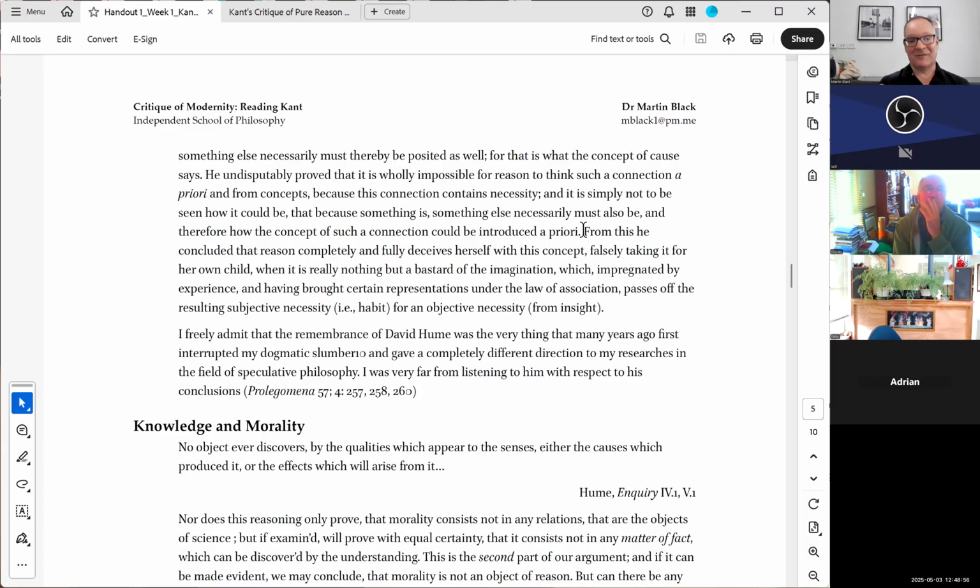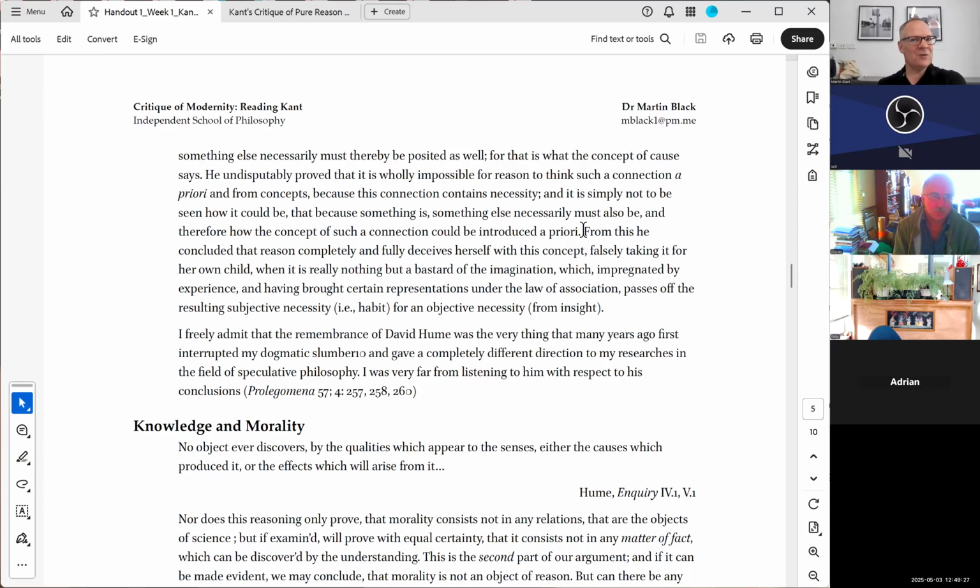Okay, so I'll finish this paragraph. So from this he concluded that reason completely and fully deceives herself with this concept, falsely taking it for her own child when it is really nothing but a bastard of the imagination, which, impregnated by experience and having brought certain representations under the law of association, i.e. habit, passes off the resulting subjective necessity, i.e. habit, for an objective necessity from insight.